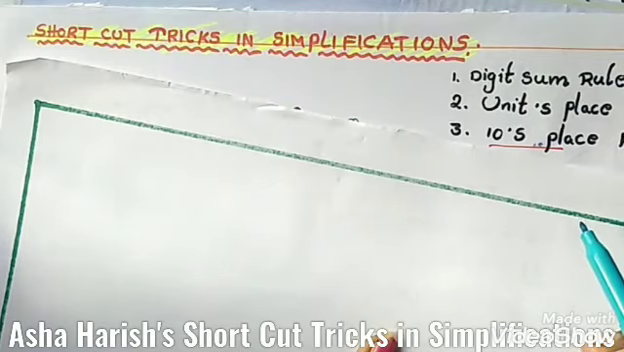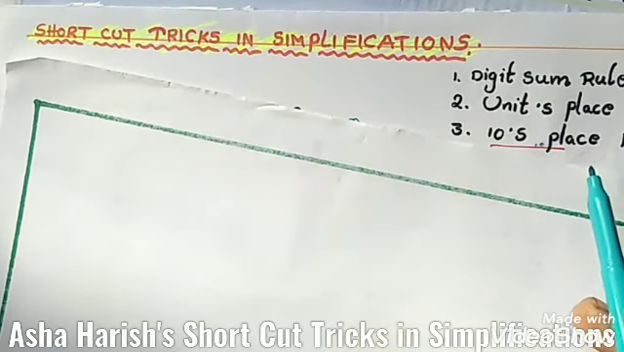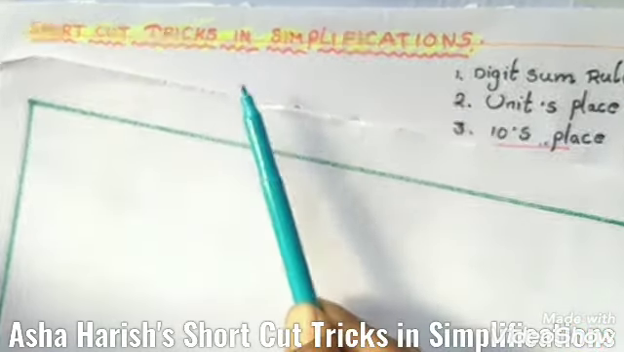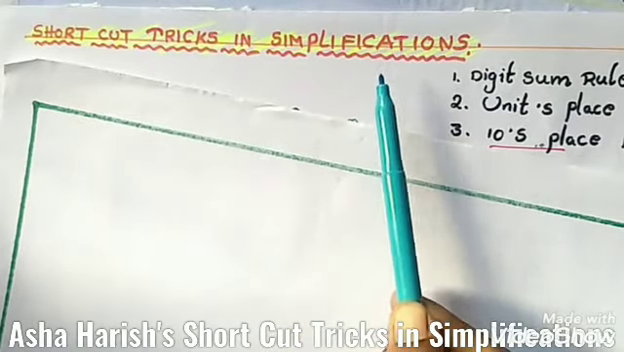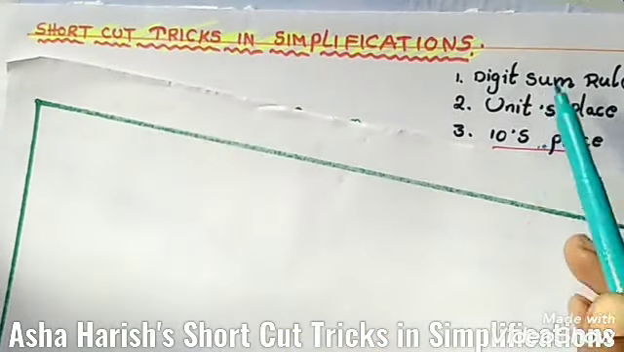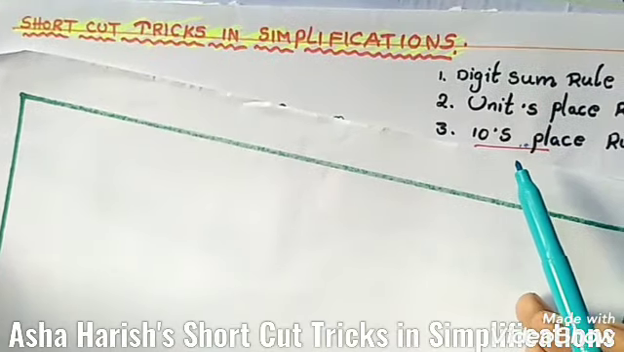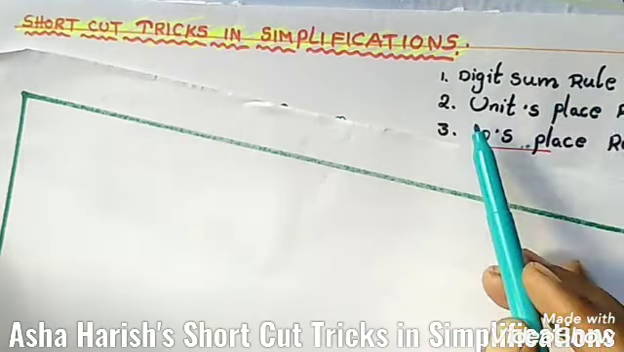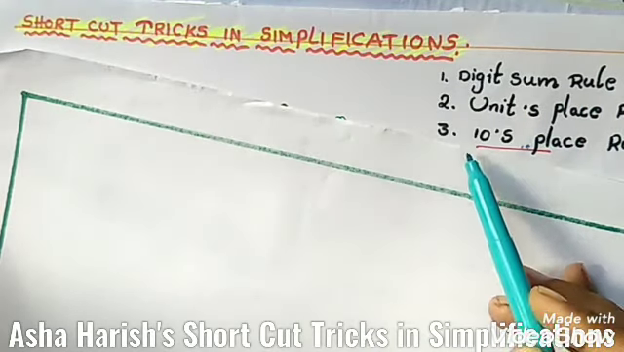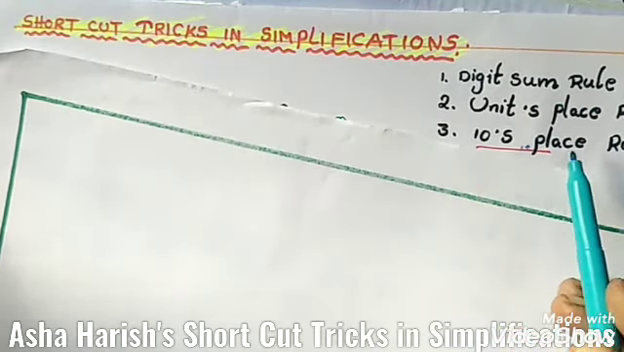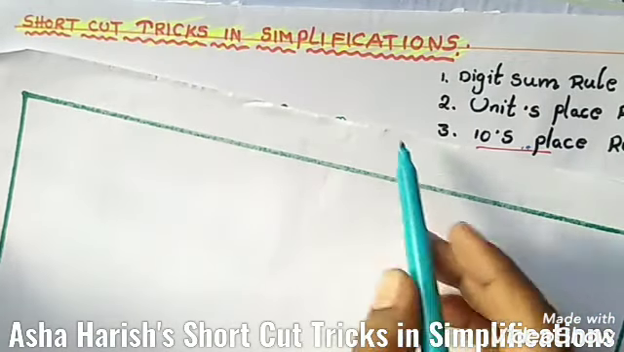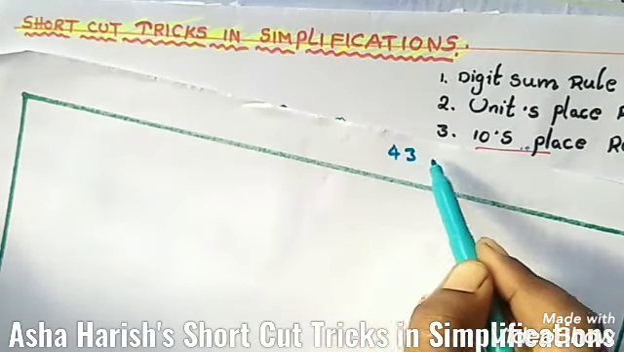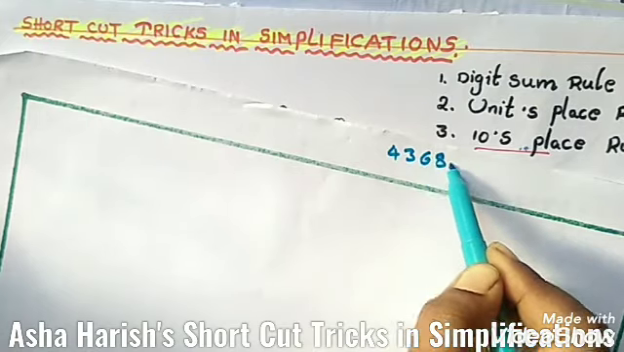Now in this session, students, today I'd like to share with you some important shortcut tricks in simplifications. Mainly, there are 3 rules we have to learn in this session. The first one is the digit sum rule, the second one is the unit place rule, and the third one is the tens place rule. Suppose you take any number, here I am going to write 4368.